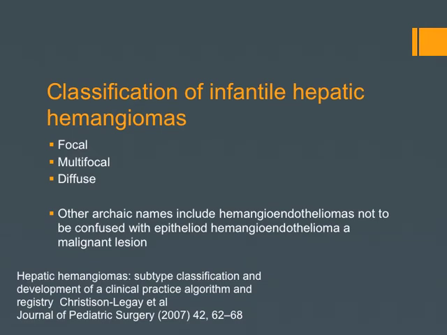The classification of infantile hepatic hemangioma has changed in recent years. They are divided into focal, multifocal, and diffuse disease. An archaic term, hemangioendothelioma, can be confused with the malignant lesion epithelioid hemangioendothelioma, which is not necessarily a liver lesion.